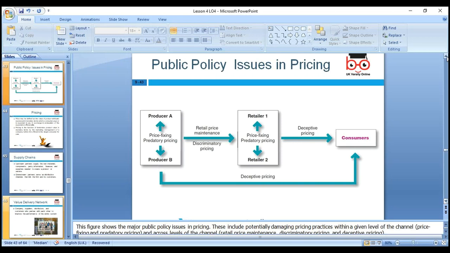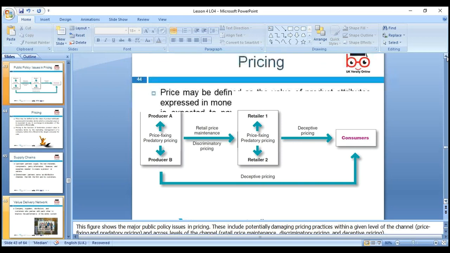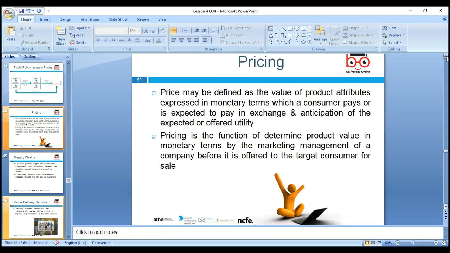A few firms might come together: I don't increase prices in my area, you don't increase prices in yours, and we can both get the benefit. This is illegal, in the UK and various parts of the world as well. The product, which we mentioned earlier: pricing is the function that determines the value.